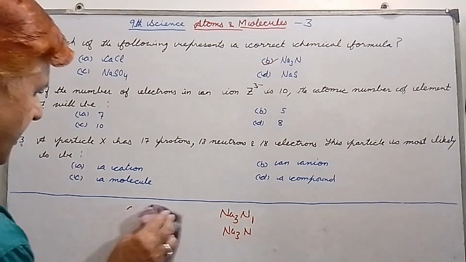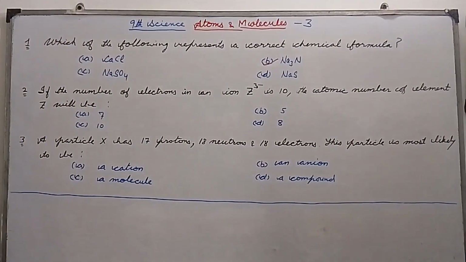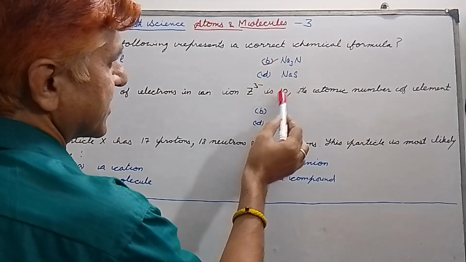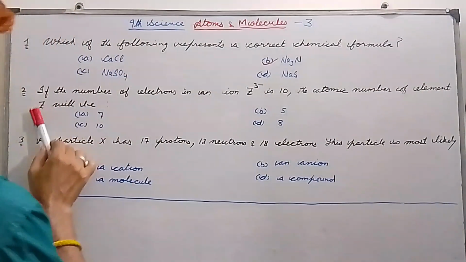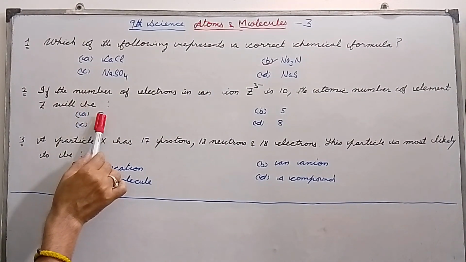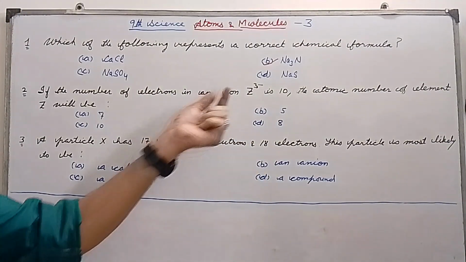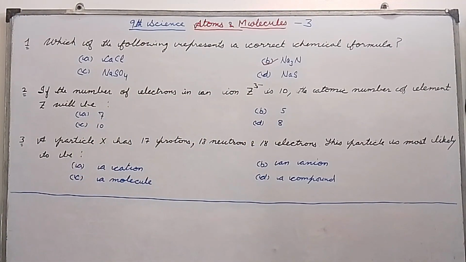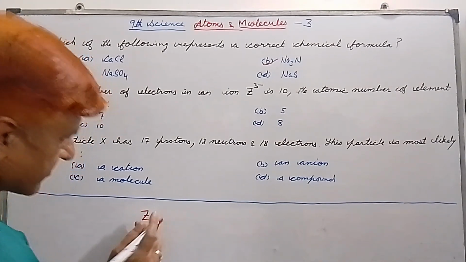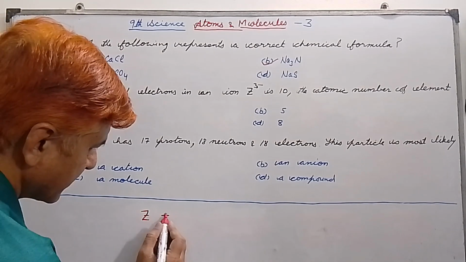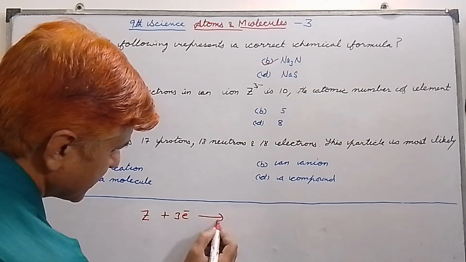So now we have question number 2. If the number of electrons in an ion Z3 minus is 10, the atomic number of element Z will be: option A is 7, B is 8, C is 10 and D is 8. So here Z3 minus is an anion, and my dear students, always remember that anions are formed by gaining electrons. So Z, for example, is an atom of any element. When this gains 3 electrons, it will become Z3 minus.